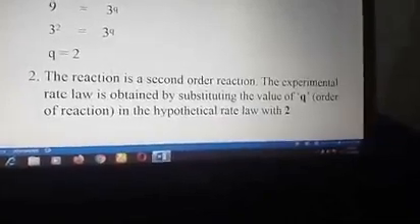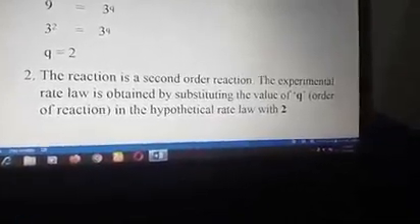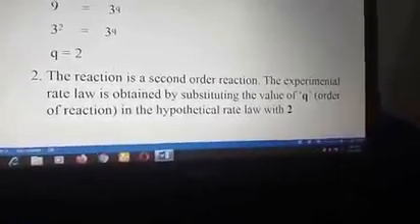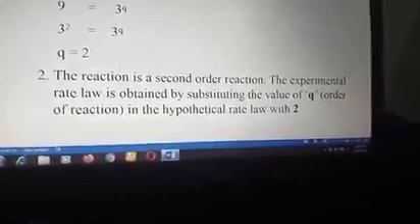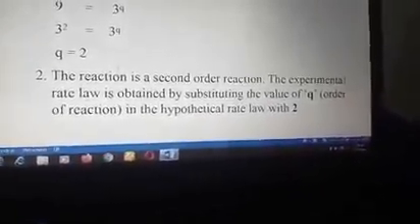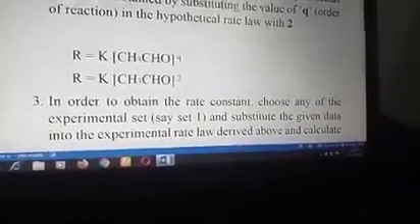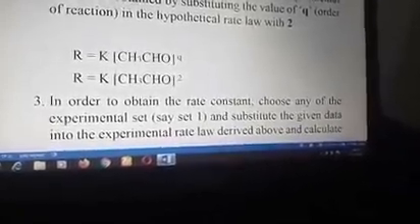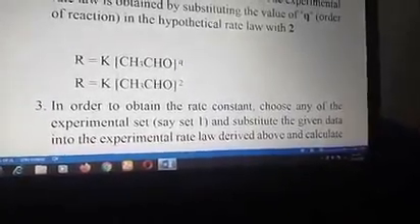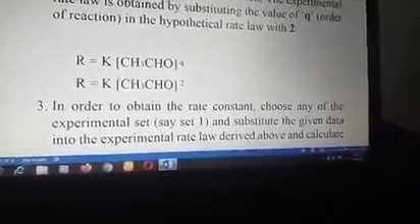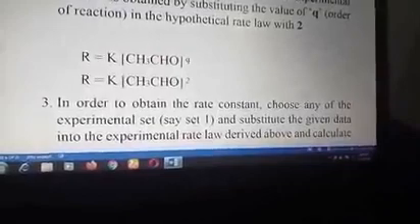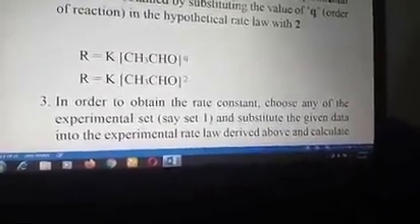Then go to number 2. The reaction is second order. The experimental rate law is obtained by substituting, because number 2 says we should write the experimental rate law. We substitute the value of Q, which is 2, into the hypothetical rate law which we quoted initially. R equals K into CH3CHO, bracket closes, power Q, replace Q with 2. The hypothetical rate law is R equals K[CH3CHO]^Q, but since we now have the order, we replace Q with 2. We now have the experimental rate law.